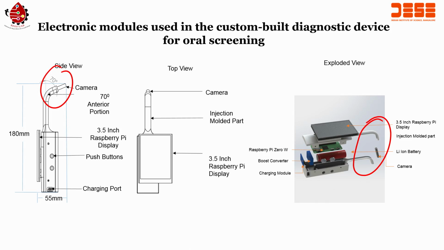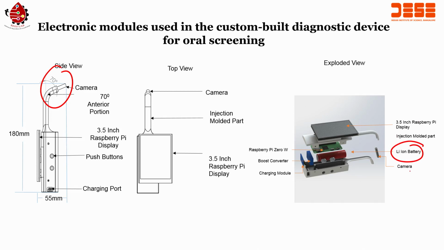There is a camera with a 70 degree anterior portion, and we have a Raspberry Pi to look at the images in real time. We have a charging port so that you can recharge the system. If I look at the blown up diagram, then what is there? There is a Raspberry Pi using injection molding, we can use this one.